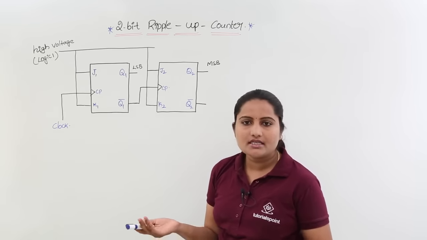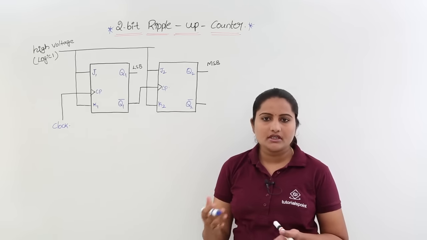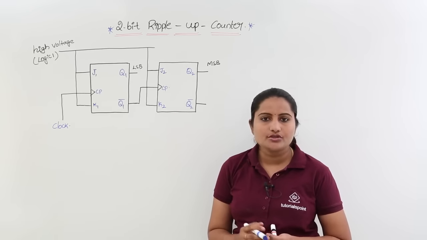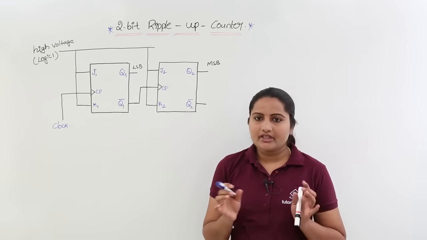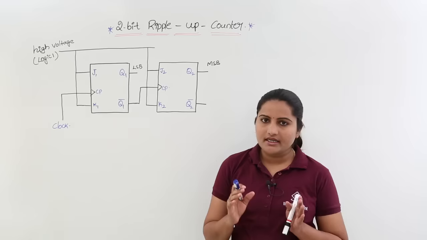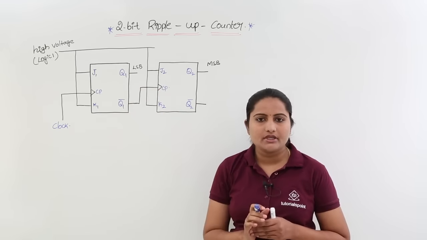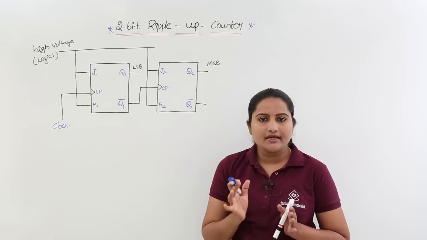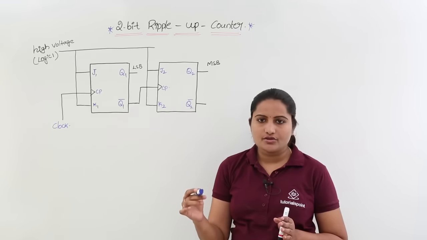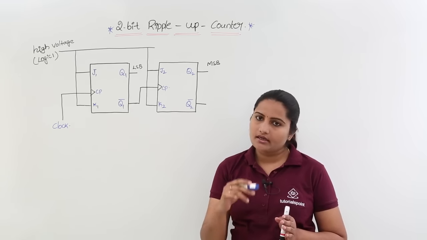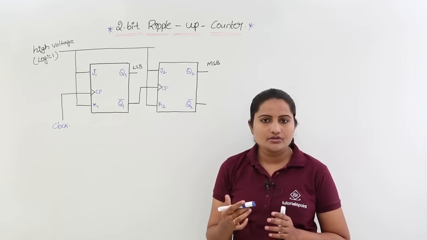If J and K are equal to 1, whenever a clock occurs, the JK flip flops are going to toggle their states. That means the flip flops are already given high voltage inputs on both J and K lines, so in toggle condition, they are just waiting for clocks to toggle. Whenever a clock pulse occurs, it is going to toggle. Whenever the next clock pulse occurs, it again toggles. So, 0 to 1, 1 to 0, like that they are going to toggle.